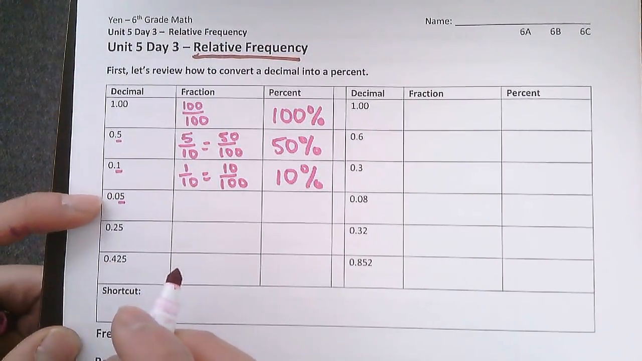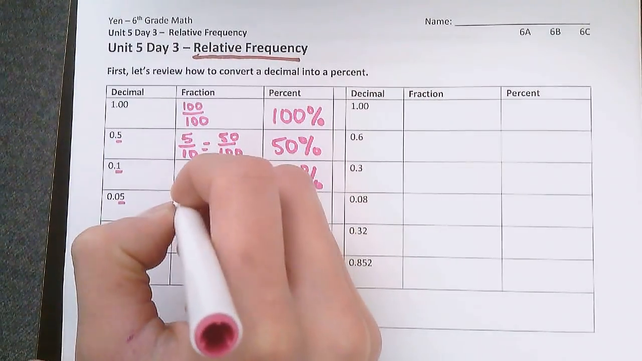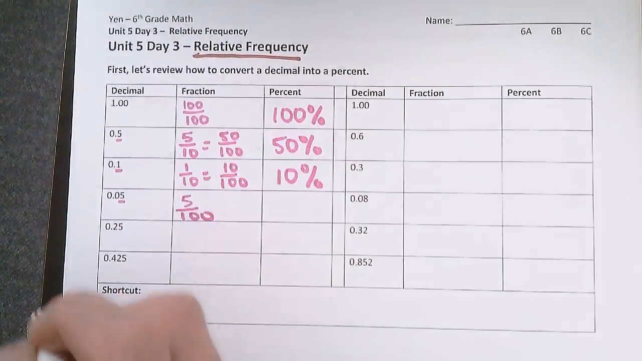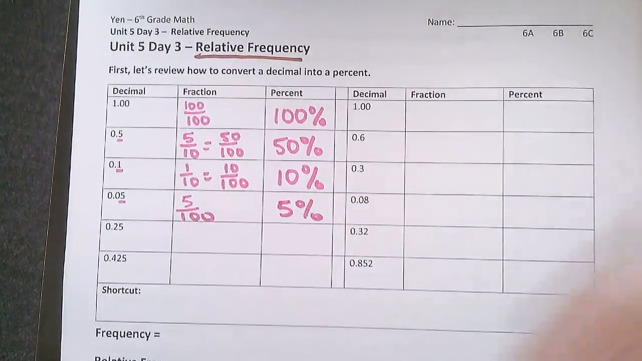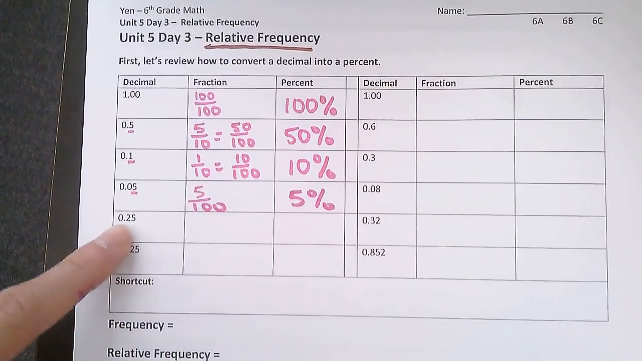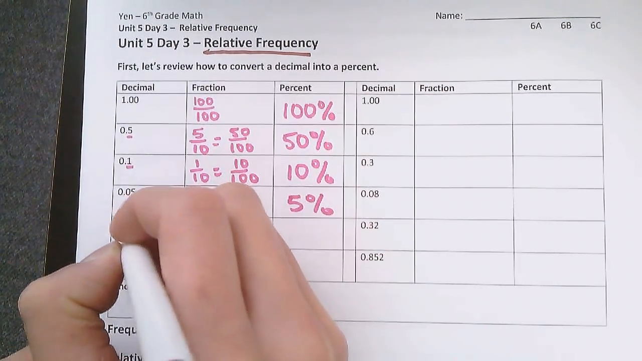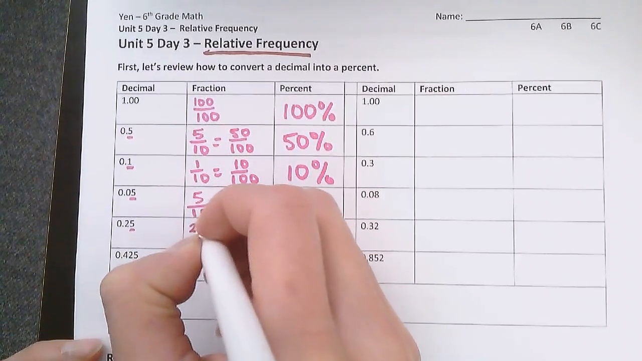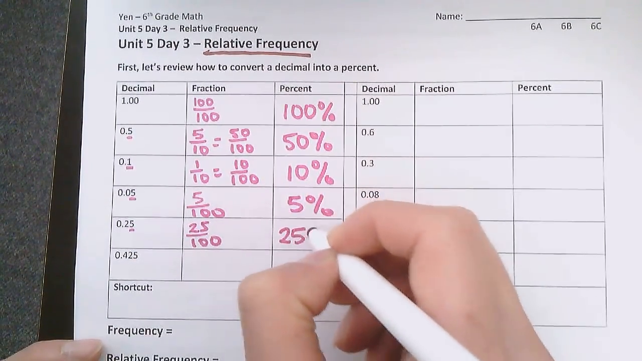0.05 is 5 hundredths, because the 5 is in the hundredths place right here. So that's 5 out of 100. So that would be 5%. 0.25 is the same thing as 25 hundredths, because the 5 is in the hundredths place. 25 out of 100, and we know that that's equal to 25%.